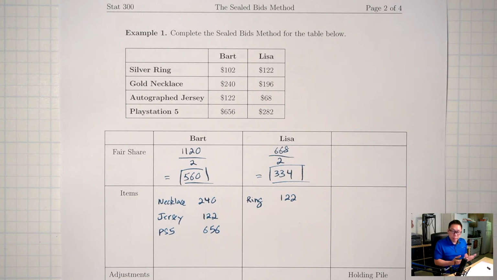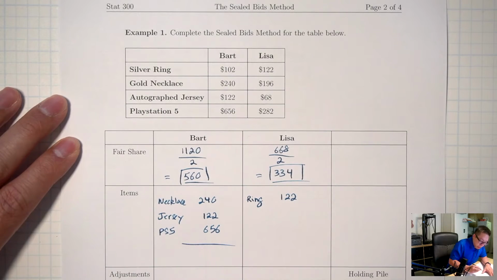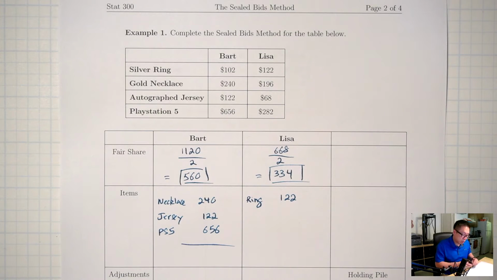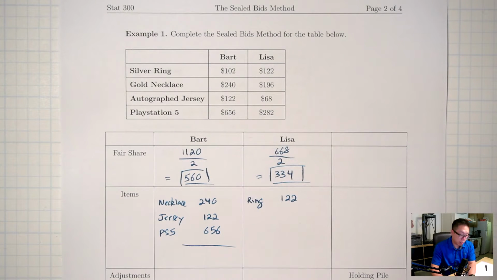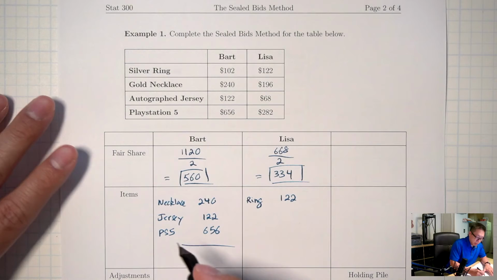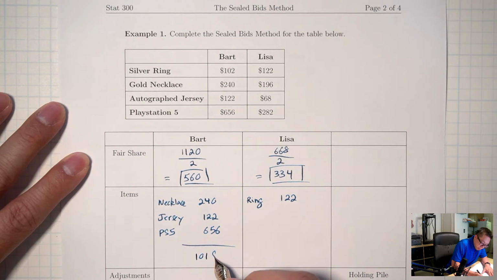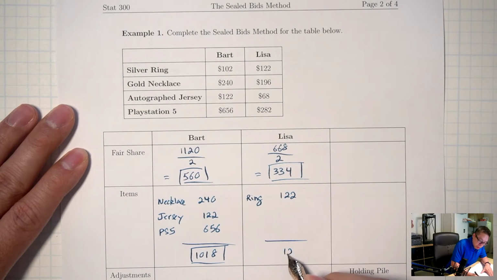Okay, so we gave out the items, and now we want to total the value of all the items that each person got to them. So Bart got the necklace, the jersey, and the PS5. So that's 240 plus 122 plus 656. 1018. Okay, Lisa only got the ring, so she only got $122 worth of items.